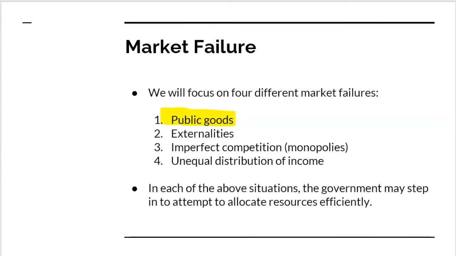We are not going to go over monopolies because we covered that in Unit 4, where the government puts in price ceilings for monopolies. That's basically what this third market failure is. And since we already went over that, we're not going to go over it again here.